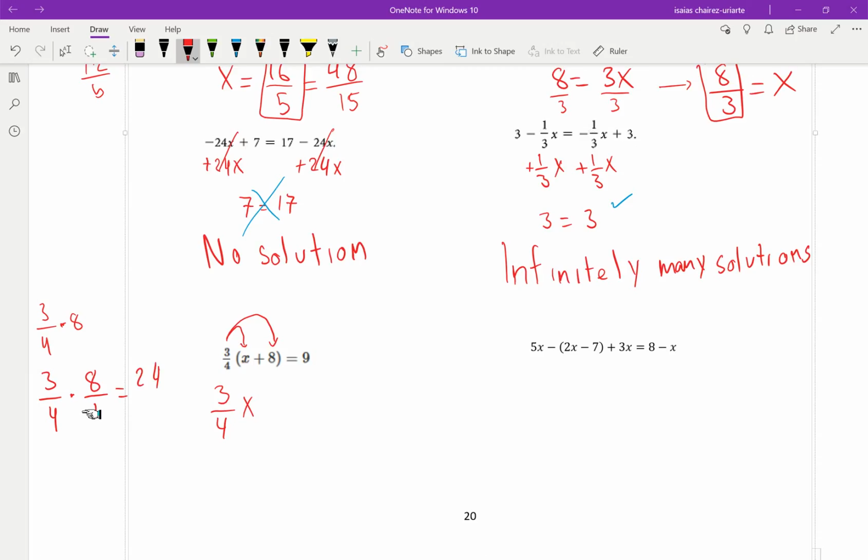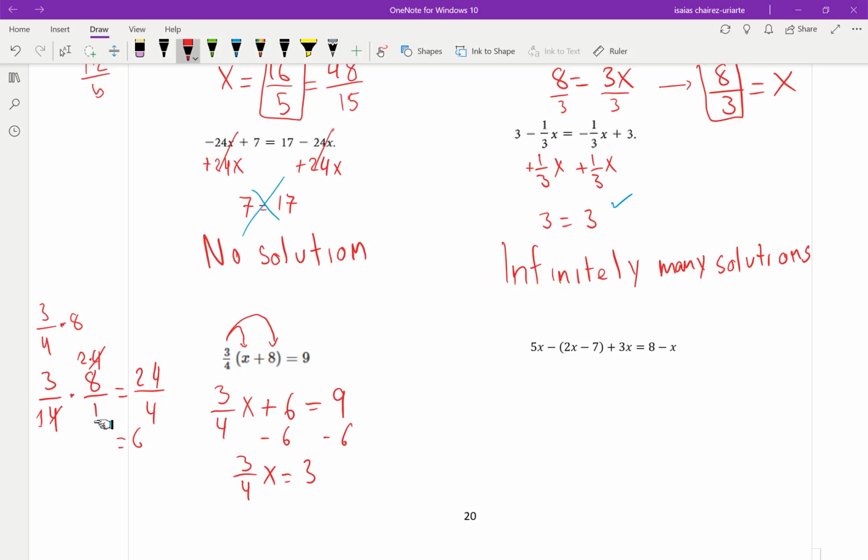So that becomes 24 over 4, but then you have to simplify this. And this just simplifies to 6. Another way to look at this is to first simplify and then multiply. 8 is the same thing as 2 times 4. So this 4 and that 4 cancel. This just becomes a 1. So then it's just 3 times 2. So 6. Okay. So 3/4 x plus 6 equals 9. Let me subtract 6. So 3/4 x equals 3.